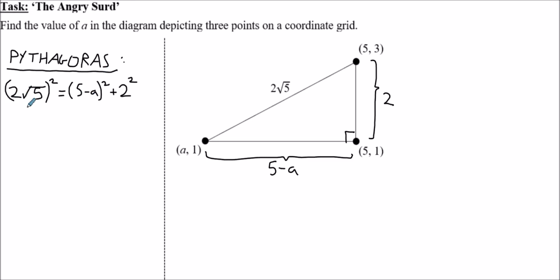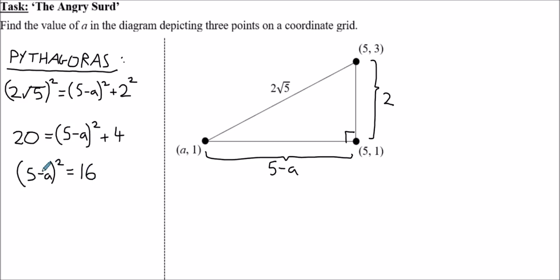What we can do, though, is square everything here. And so 2 root 5 all squared: 2 squared is 4, root 5 squared is 5. So this becomes 4 times 5, which is 20. As I say, leave this as it is, and just say it's equal to 5 minus A all squared. Then plus 2 squared is just plus 4. Rearrange, so we've got 5 minus A squared on its own. We have 5 minus A all squared is 16.